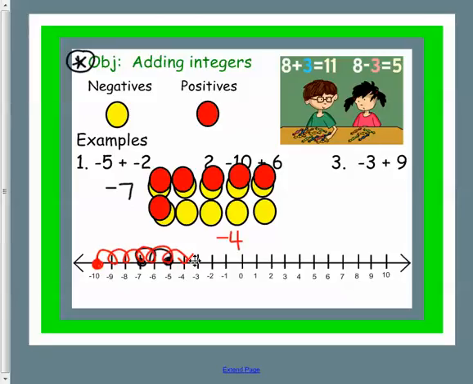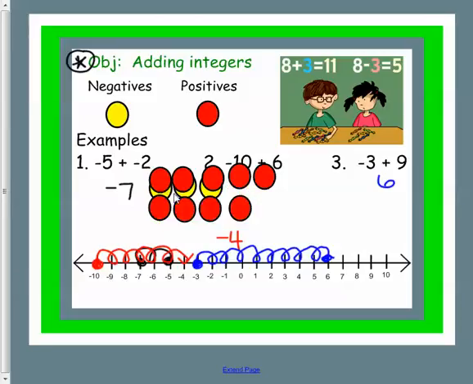Over here, we're starting at -3, and we're adding 9, so we're going to the right. 1, 2, 3, 4, 5, 6, 7, 8, 9. And we stop at 6. So we're saying that our answer is 6. To visualize this, we have 3 negatives, and then we add 9 positives. So these 3 overlap with these 3 positives, and we're left with 1, 2, 3, 4, 5, 6 positives.